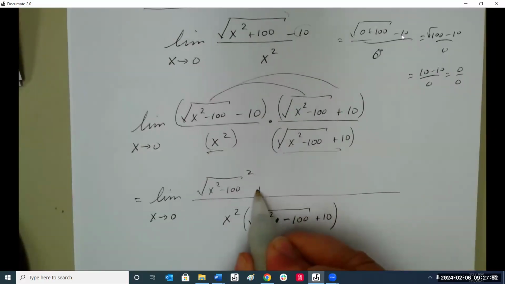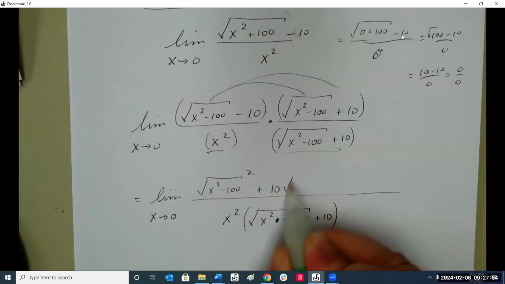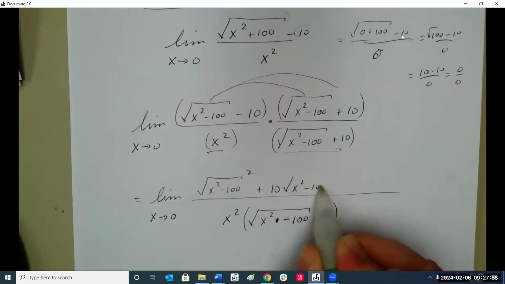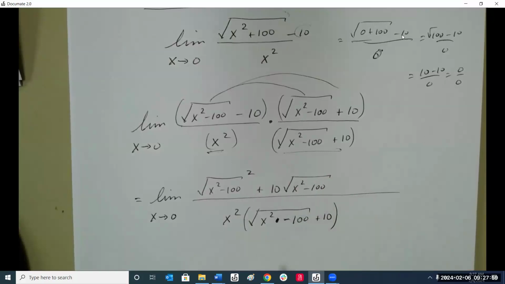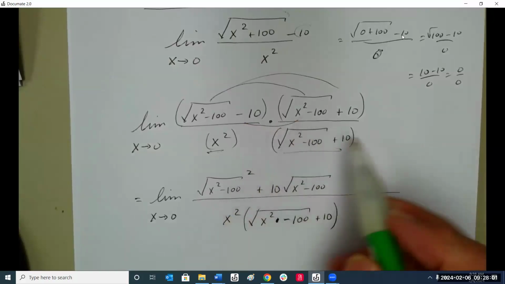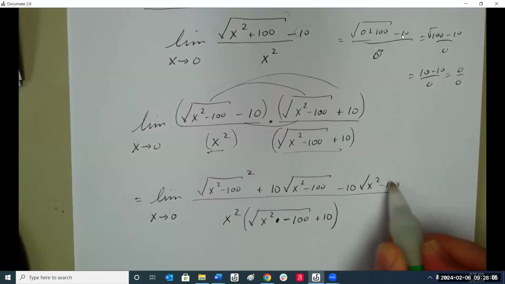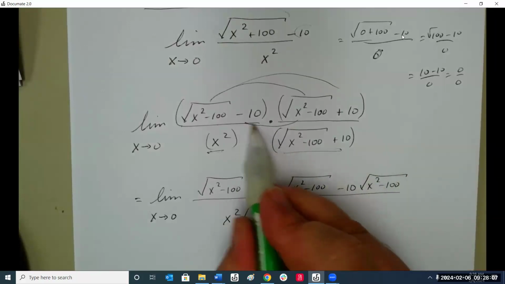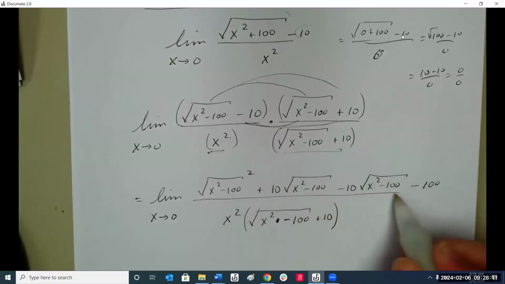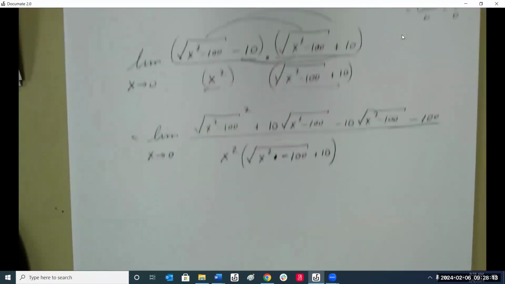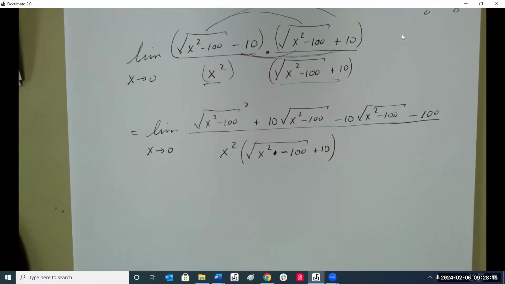Positive times positive is positive. 10 times radical x squared minus 100, minus 10 times radical x squared minus 100. Negative times positive is negative. 10 times 10 is 100. So far, so good.